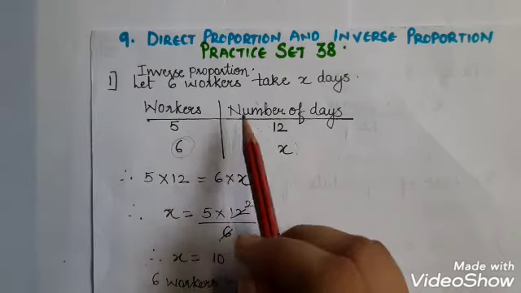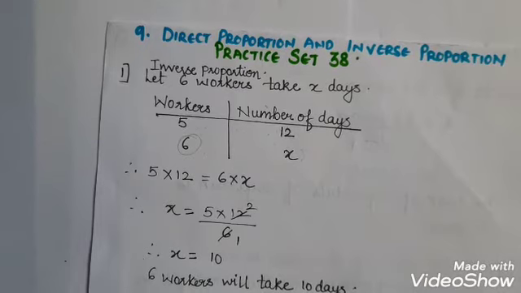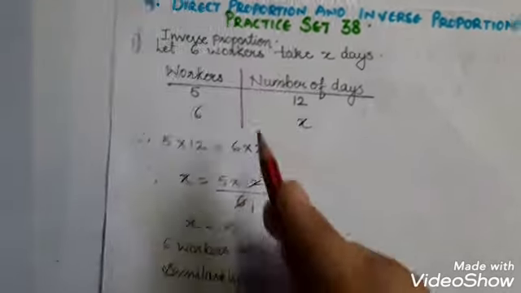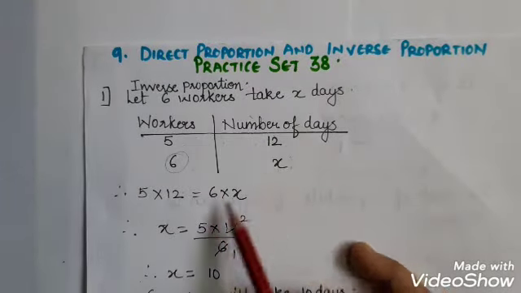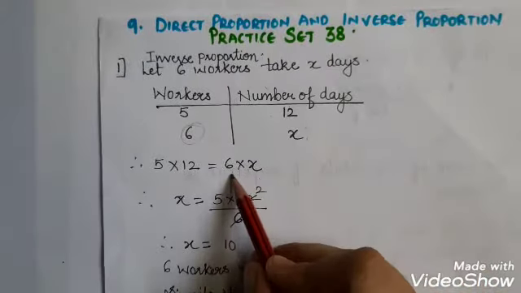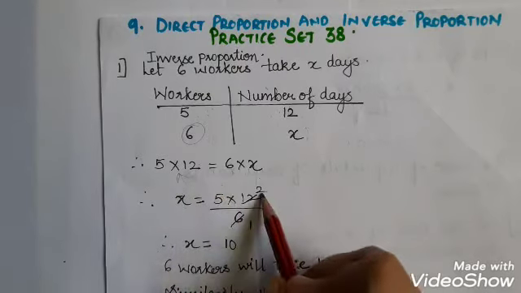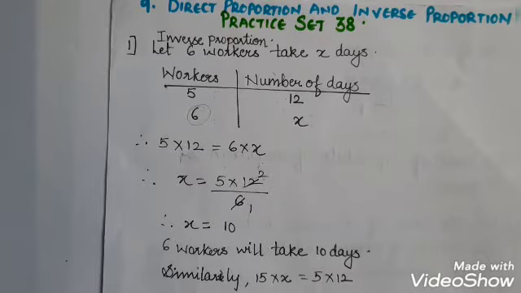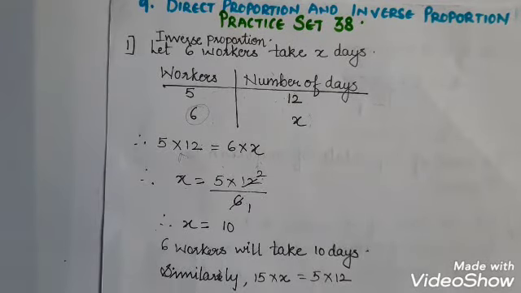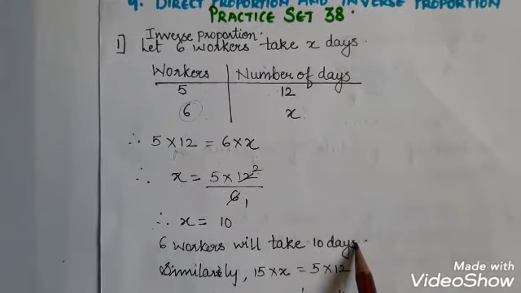Earlier for direct proportion we did it in the form of a fraction. Here we do not want a fraction, we will directly multiply. 5 workers need 12 days, so 5 into 12, and 6 workers need x days, that is 6 into x. Now shift this 6 to the other side. So x is equal to 5 into 12 upon 6. 6 ones are 6, 6 twos are 12. So x is equal to 10. So I write the answer: 6 workers will take 10 days.